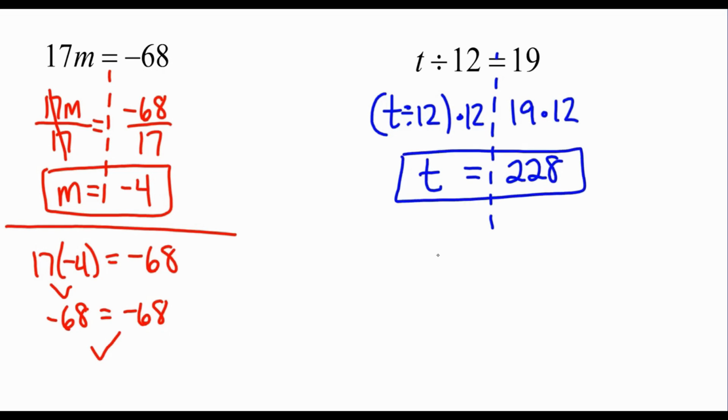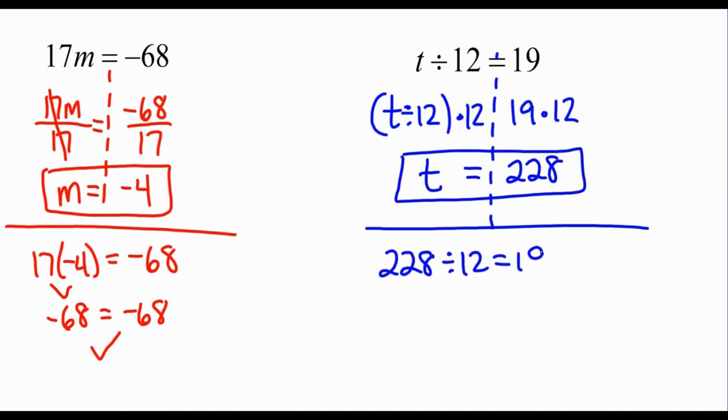T equals 228. And again, as always, a quick check. 228 divided by 12 equals 19. 228 divided by 12 is 19. So 19 is still equal to 19. That checks out. My solution is correct. So that's solving one-step multiplication and division equations, using the opposite operation to undo what's happening to our variable.